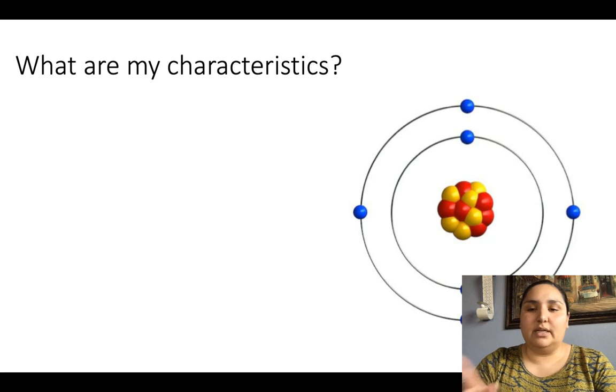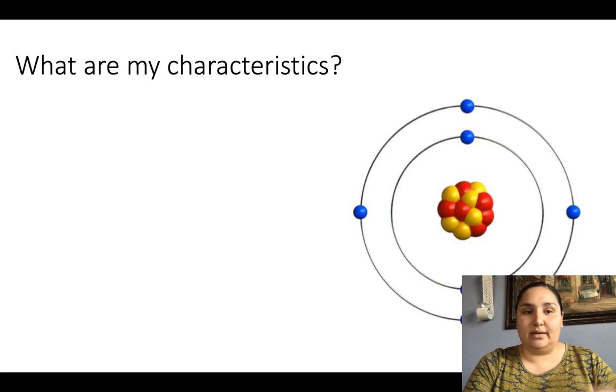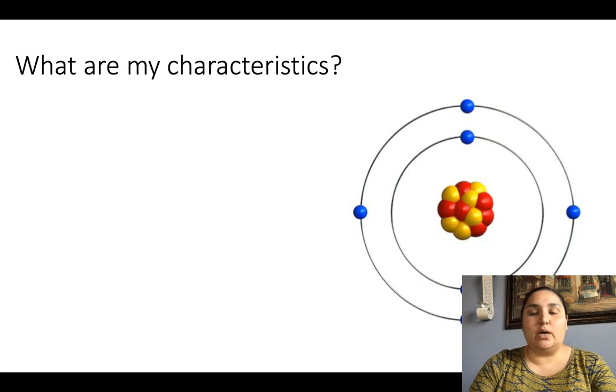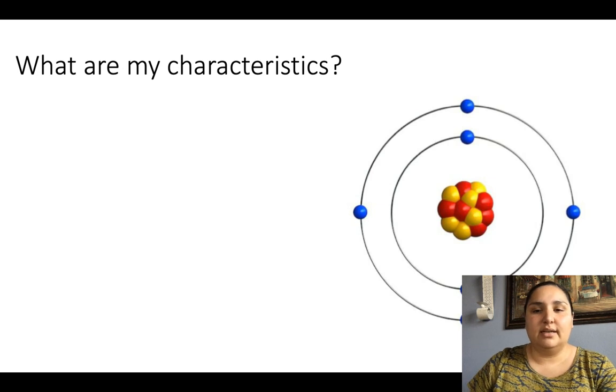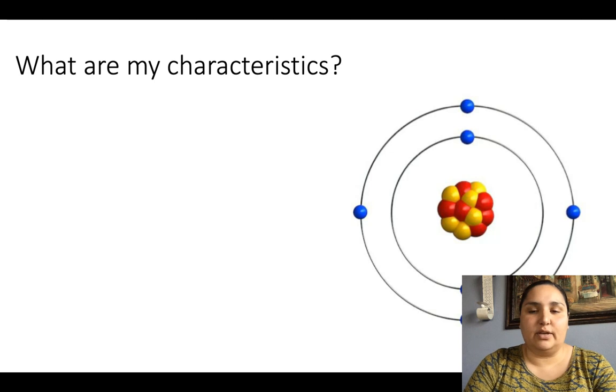So first of all, I'm showing you here a picture of an atom, and the question says, what are my characteristics? So just from the picture, what can we tell? I'm going to pause a little bit to give you guys some time. You can pause the video, and I want to give you guys some time to look at that picture and kind of make a list of characteristics that you can tell from the picture.